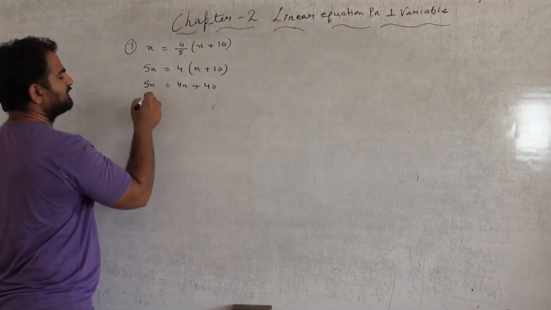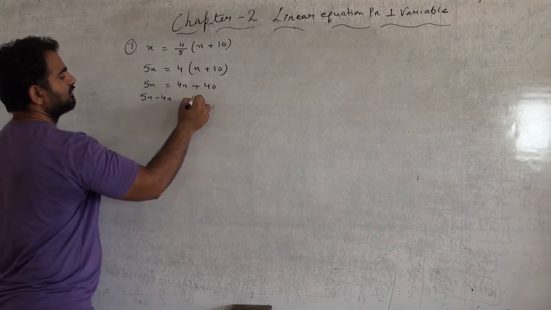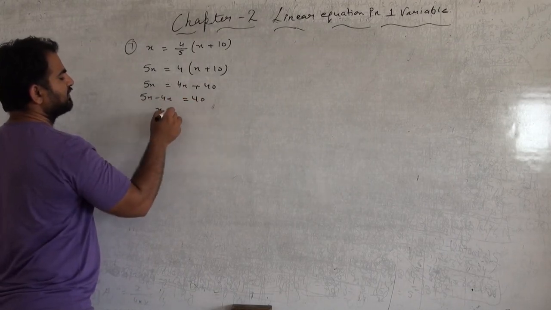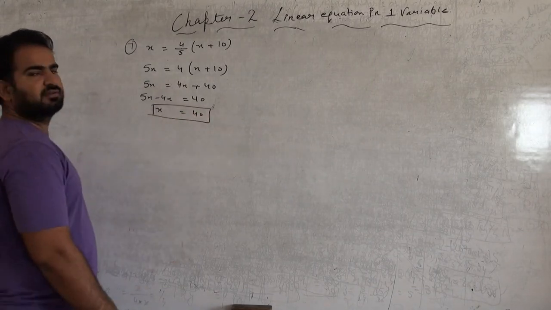Place this 4x on the left hand side. So 5x minus 4x equals 40. 5x minus 4x will be x equals 40. This is the final answer.